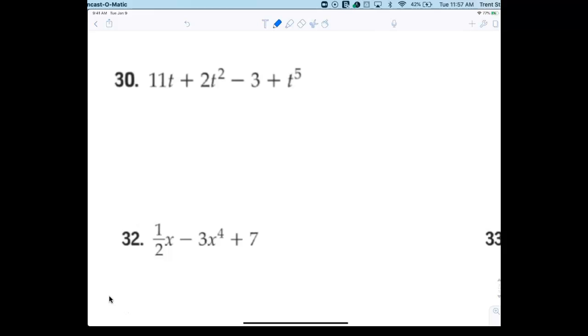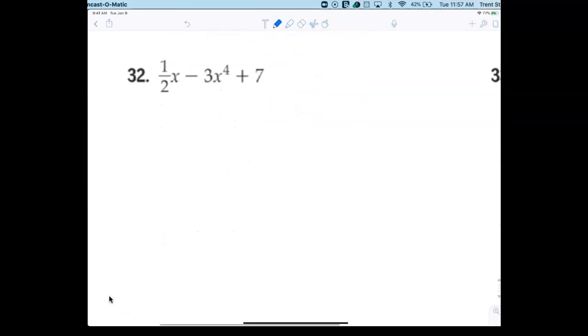Okay, so would it be t to the fifth plus 2t to the second plus 11t minus 3? Told you, simple. Mia, what about 32? Negative 3x to the 4, plus half of x, 1/2 x, and then plus that. Look how simple. Is it okay with 32? Is everybody agreeing? It's easy. Come on.